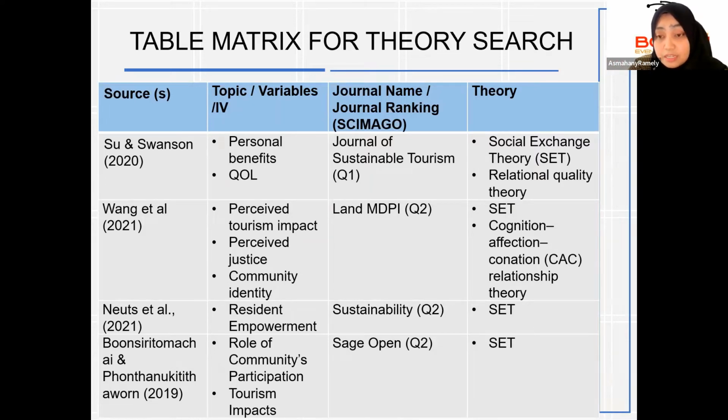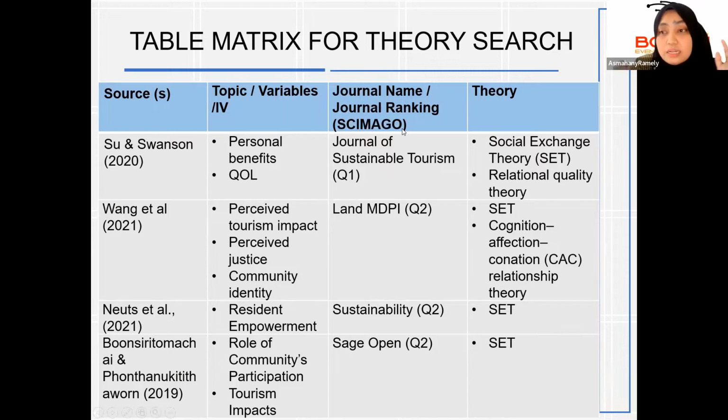Let's say a previous study used relational quality theory, then you use relational quality theory? No, there's no such thing. It must be based on why that particular researcher used relational theory and why that particular researcher used CAC theory. And then the third column, as you can see here, is journal name or journal ranking.